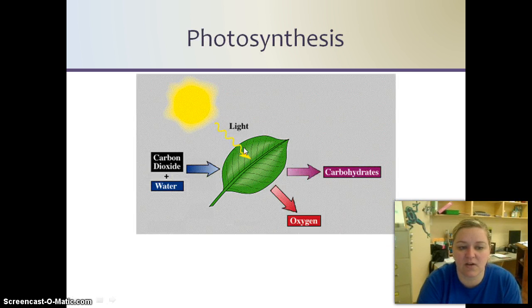So here we see a picture of photosynthesis. We've got some light going into a leaf. We add some carbon dioxide and water. We get out carbohydrates and oxygen.